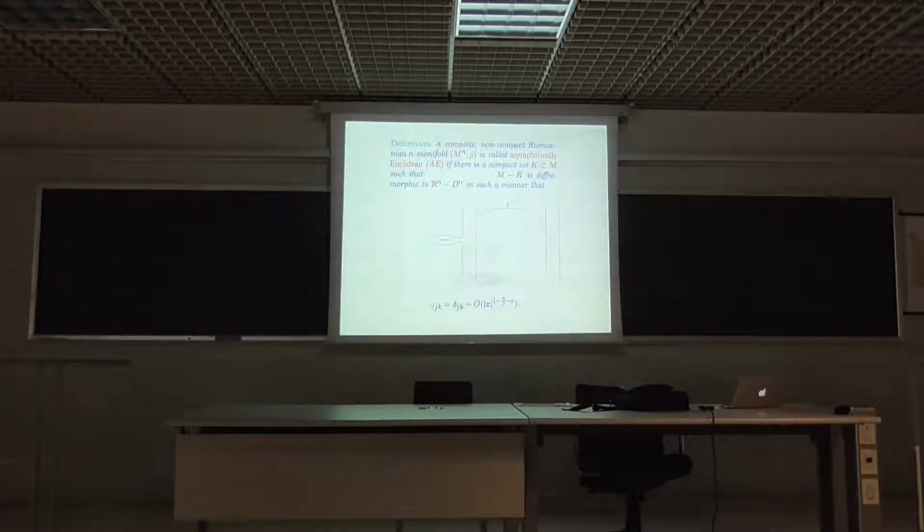So you could make this definition for different fall-off rates, but the optimal minimal fall-off rate that I'll need is that the metric differs from the Euclidean metric in the given asymptotic coordinate system. It falls off like 1 over the radius to the 1 minus n over 2 power, or actually a little bit faster than that. And moreover, the first partial derivatives of the metric should also fall off at the rate you would expect for this power of the radius.